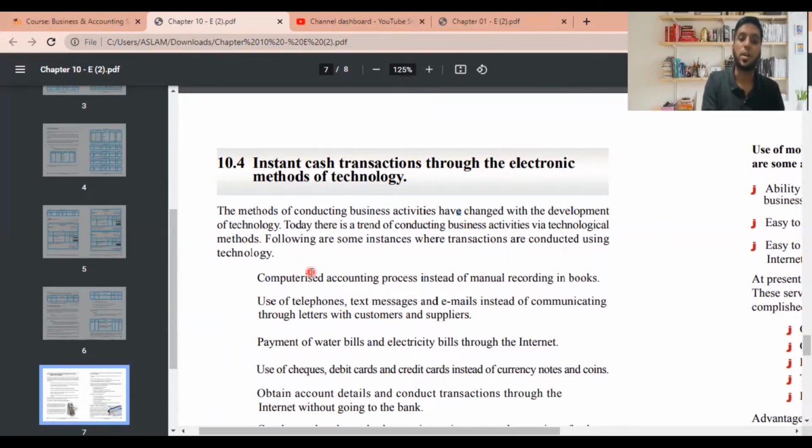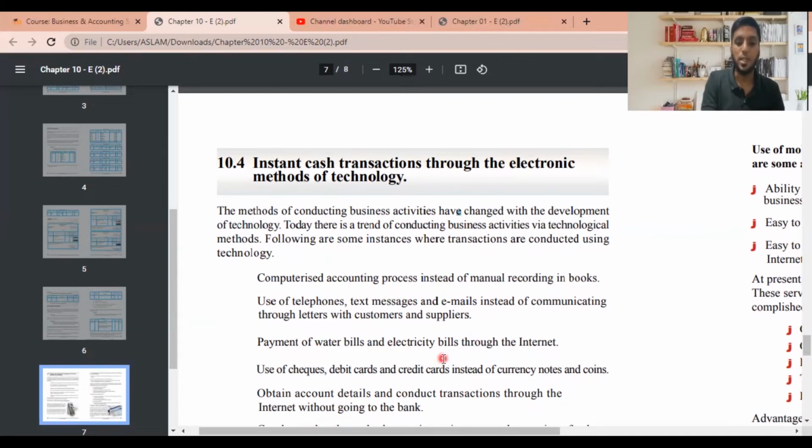Computerized accounting process instead of manual recording in books. So it's very easy to record, and you will not lose data like manual accounting. Use of telephone, text messages, and email instead of communicating through letters with customers and suppliers. Today, computers have made the work much easier, like text messages and email, which are very confidential when you send them to some clients, so they can't cheat you.